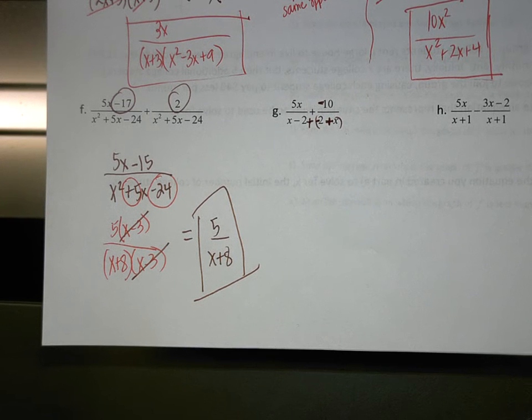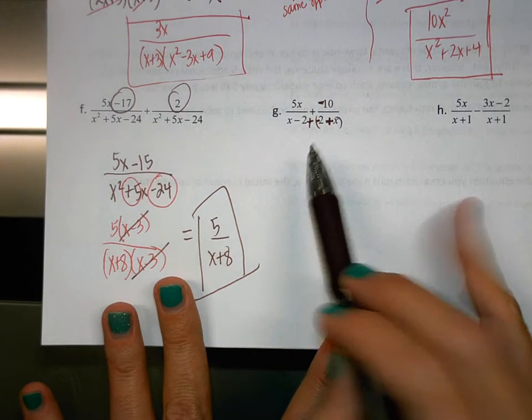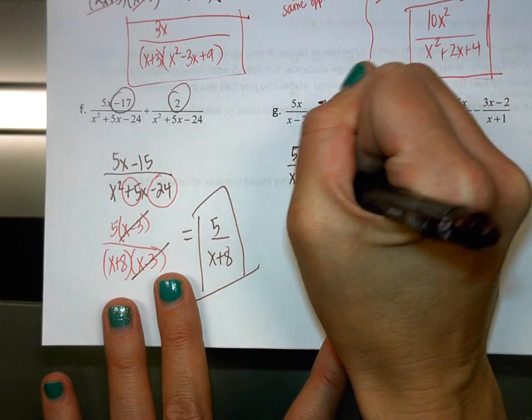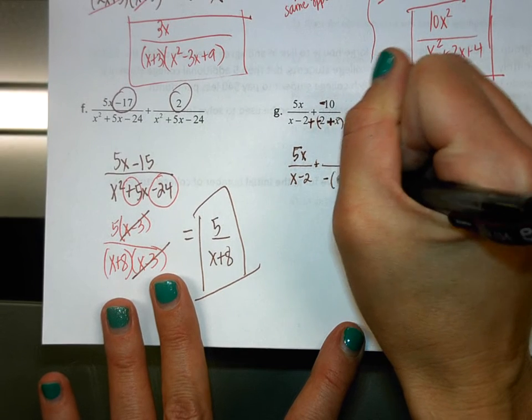Is anybody confused by that? Yes? Okay, so are you okay with taking the negative out of the bottom? Okay, so that means I'm going to rewrite this. We have 5x over x minus 2. And then you can have this as a plus, and we have a negative, and this becomes negative 2 plus x.